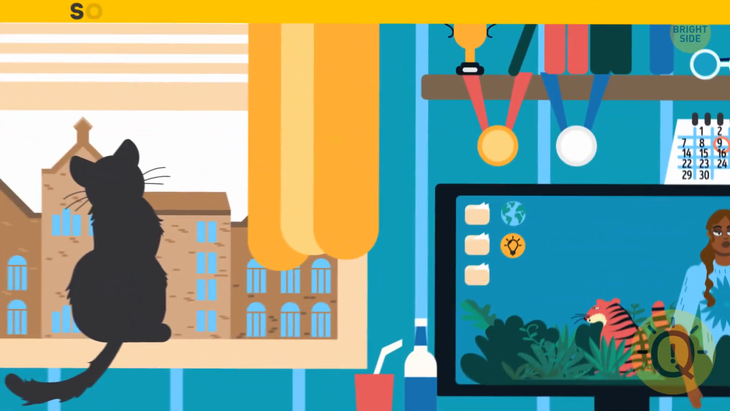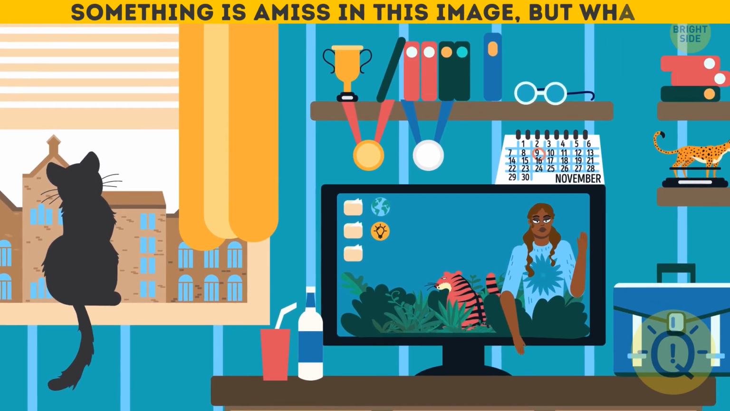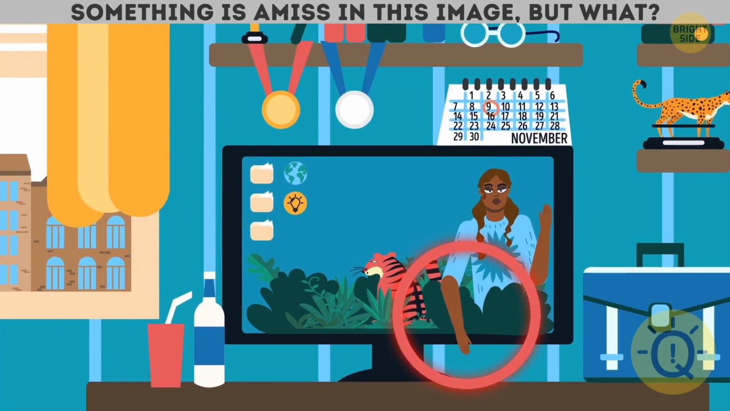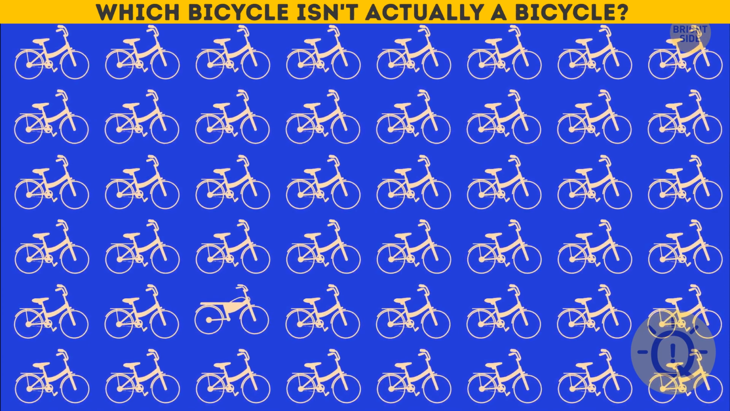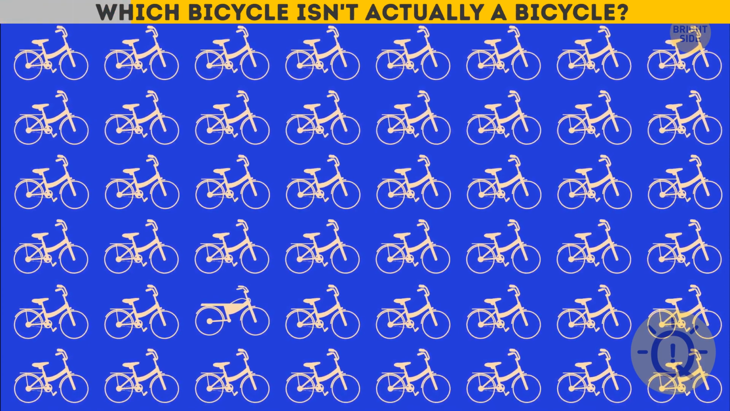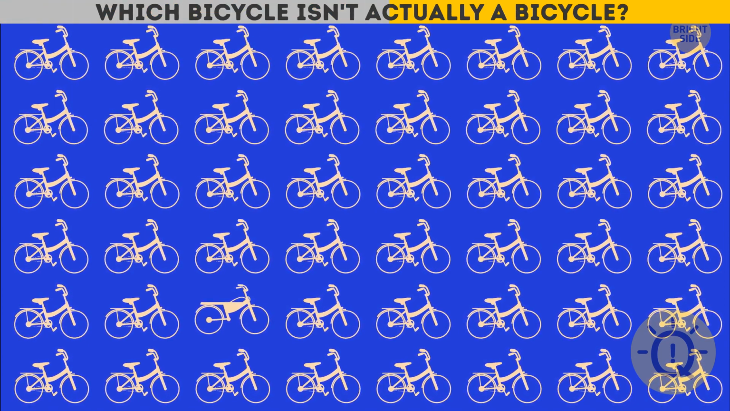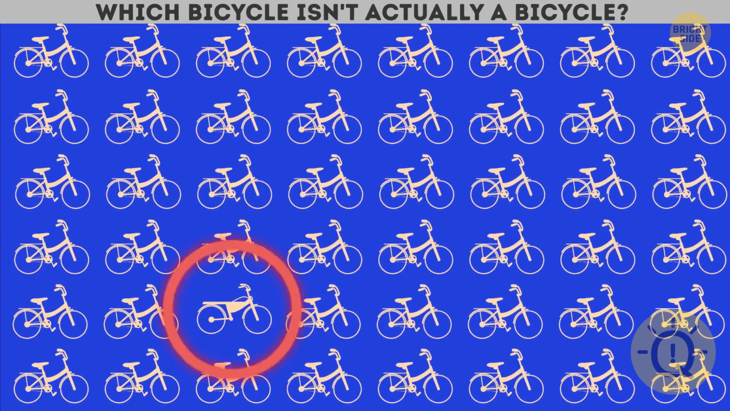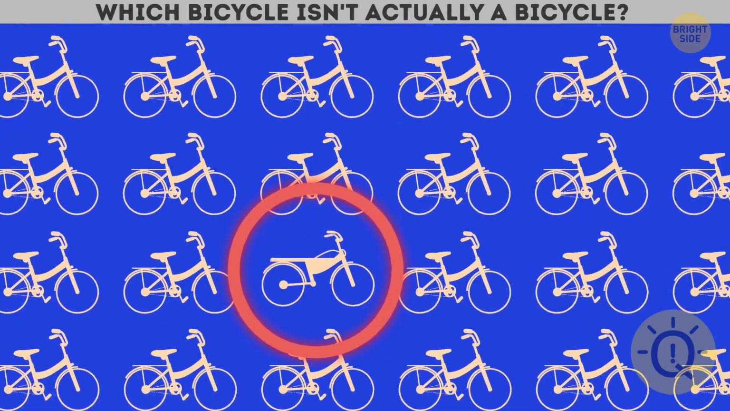Number 28. Something is amiss in this image, but what? Look at the girl's hand. It's reaching out of the monitor. Number 28. Which bicycle isn't actually a bicycle? Yep, this one is a motorbike.